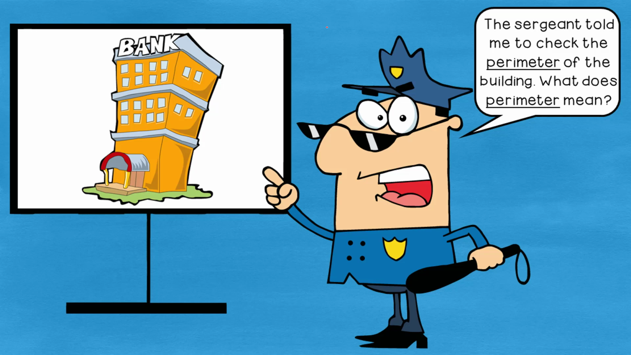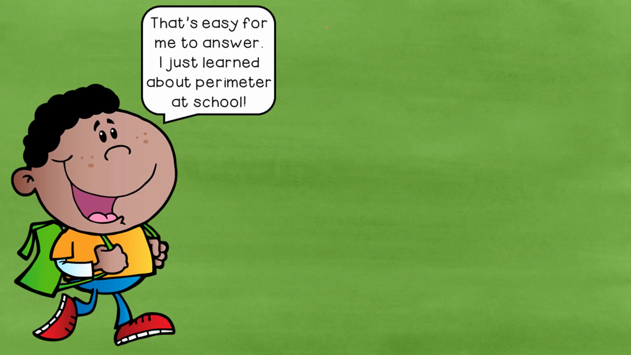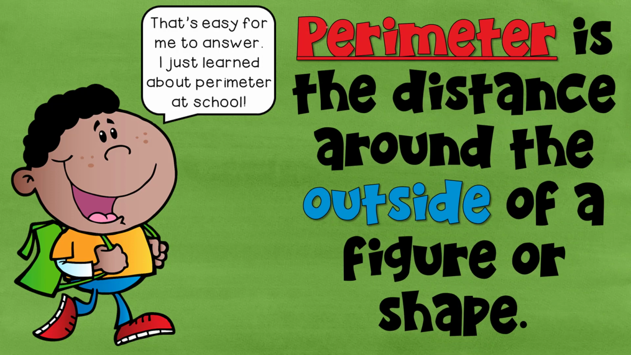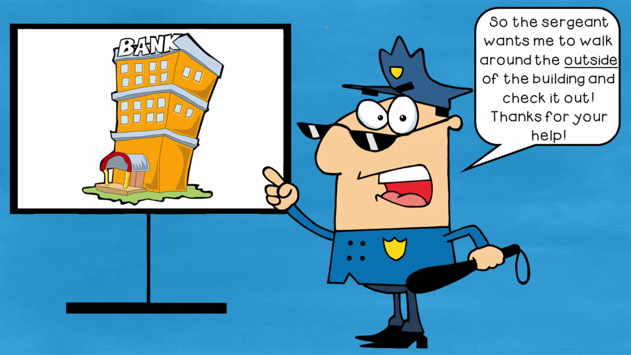The sergeant told me to check the perimeter of the building. What does perimeter mean? That's easy for me to answer. I just learned about perimeter at school. Perimeter is the distance around the outside of a figure or shape. So the sergeant wants me to walk around the outside of the building and check it out. Thanks for your help.